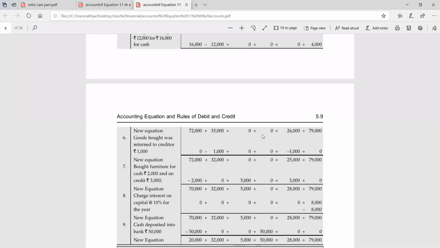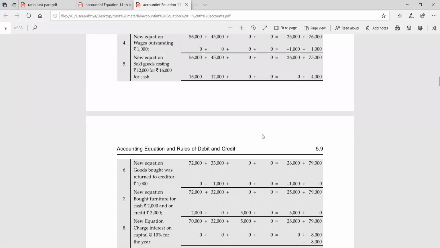Rest other accounts will remain unaffected. So we have to write 0 over there. Okay. So in this equation, now we can have again the new equation. Cash 72,000. Goods now we are having 32,000. Then furniture 0, bank balance 0, then creditors 24,000. Here 26 is written, but I told you that creditors are 25. So now we will be having 24,000 creditors, 1,000 outstanding expense, no change. Capital 79,000, no change.